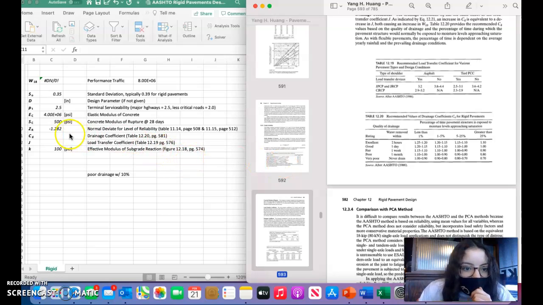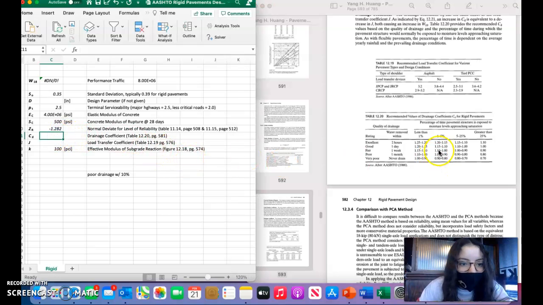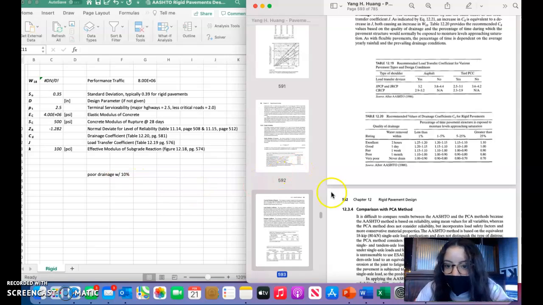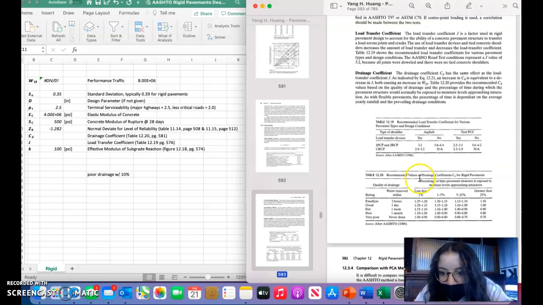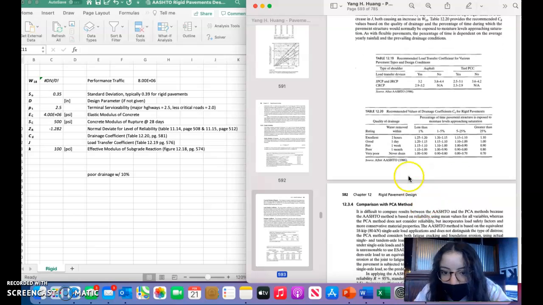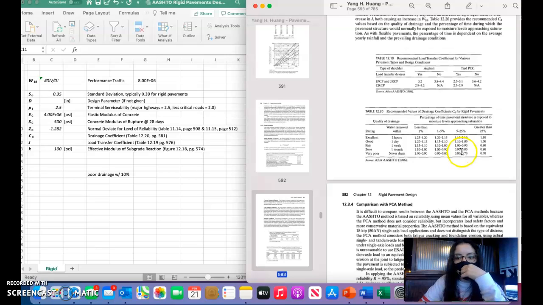So then, our drainage coefficient, we know it's poor drainage. Okay, so we know it's poor drainage, and we're going to say that it is 5.5%. So I'm going to go with 0.75 since that's kind of in the middle.